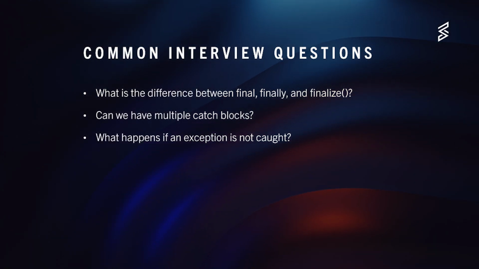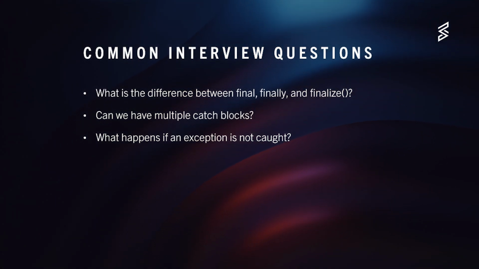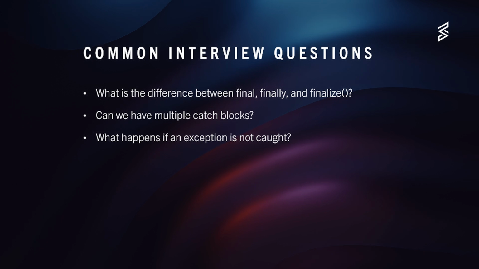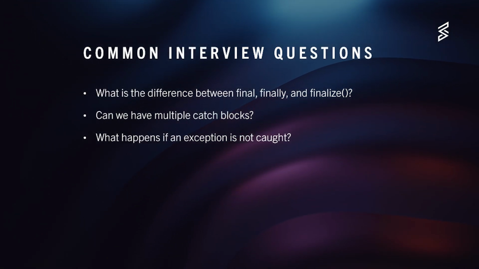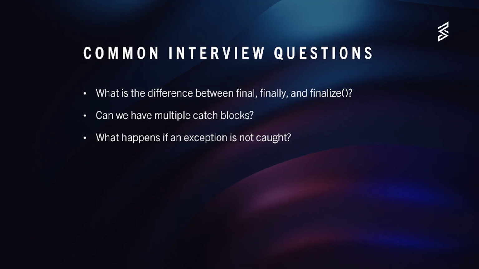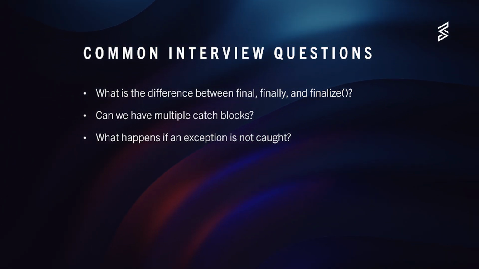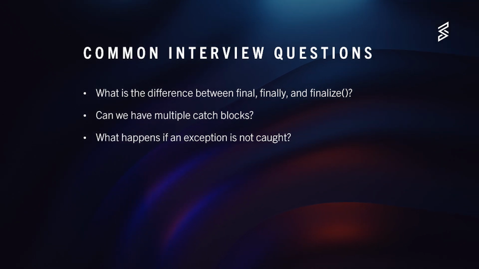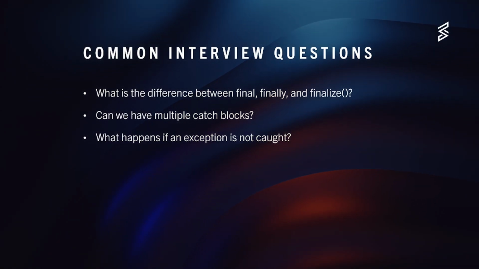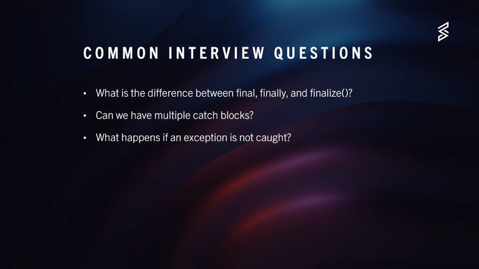Question 2. Can we have multiple catch blocks? Yes, Java allows multiple catch blocks to handle different exception types separately. Question 3. What happens if an exception is not caught? If uncaught, the exception propagates up the call stack. If no catch block is found, the JVM, which is the Java Virtual Machine, terminates the program.